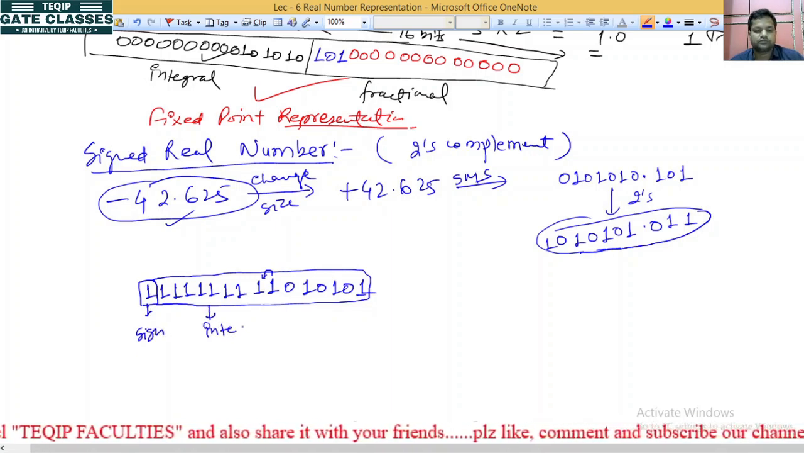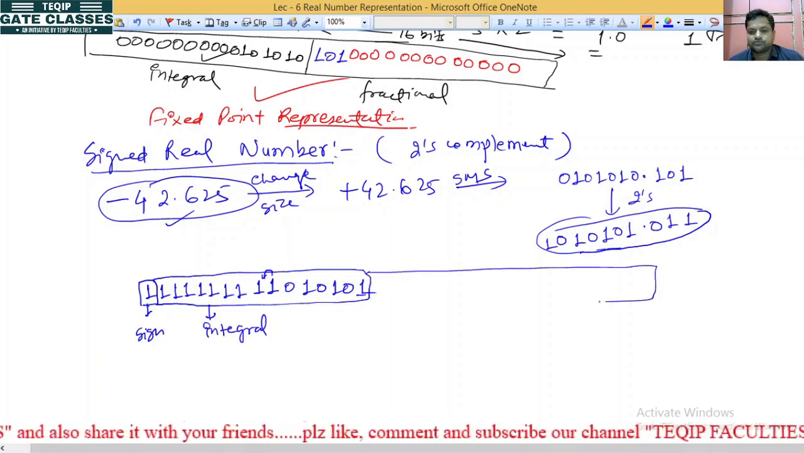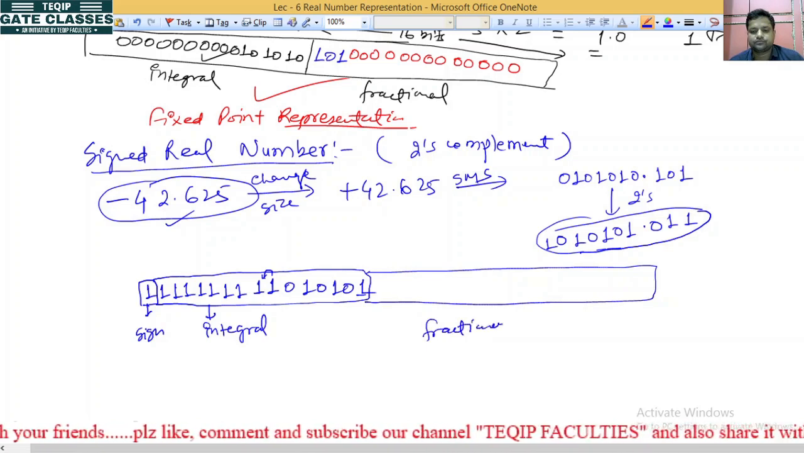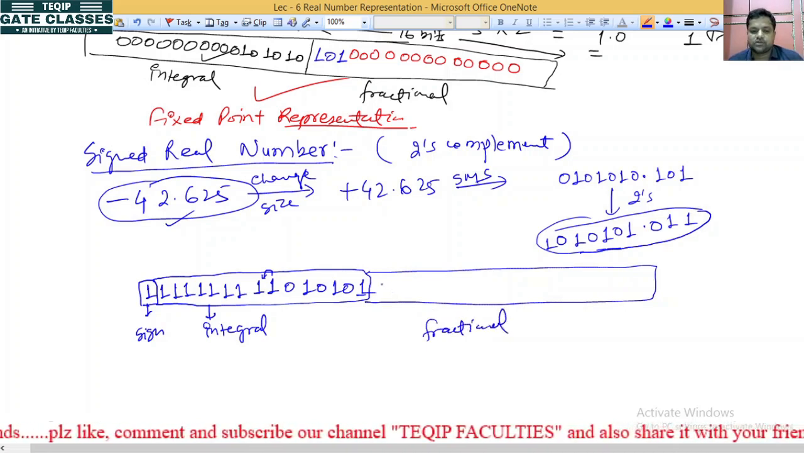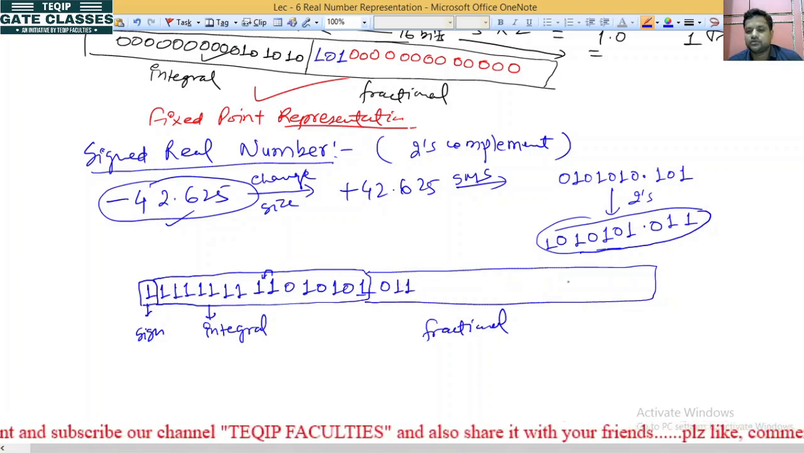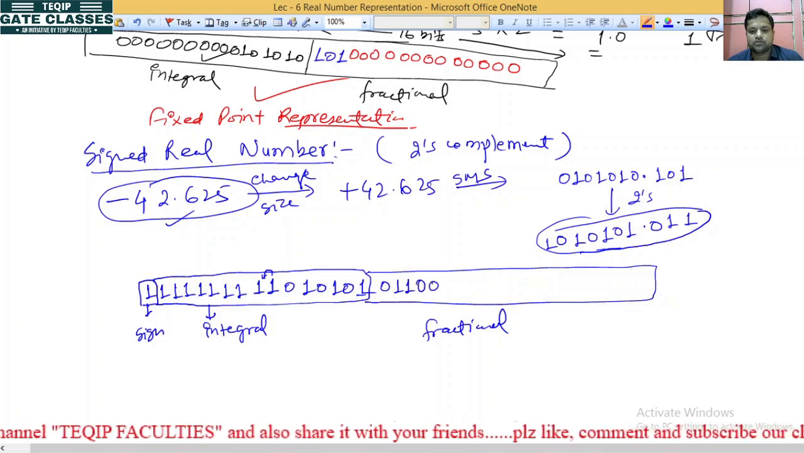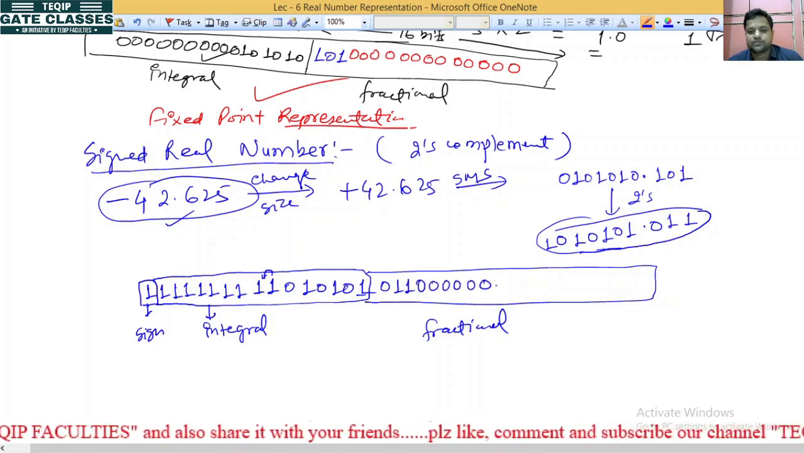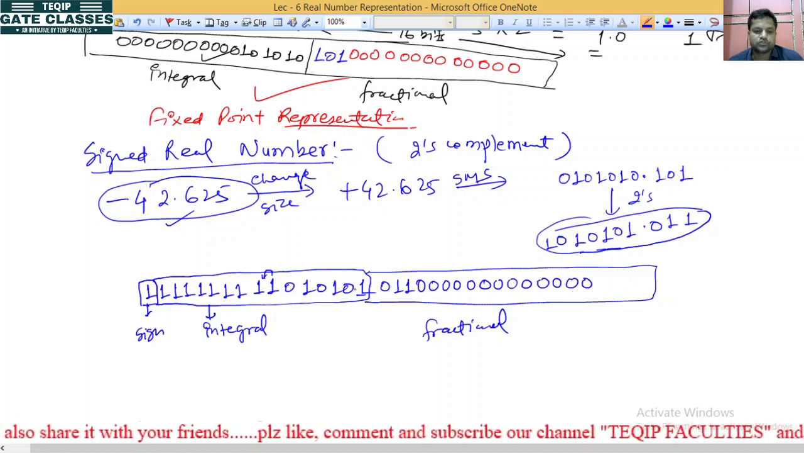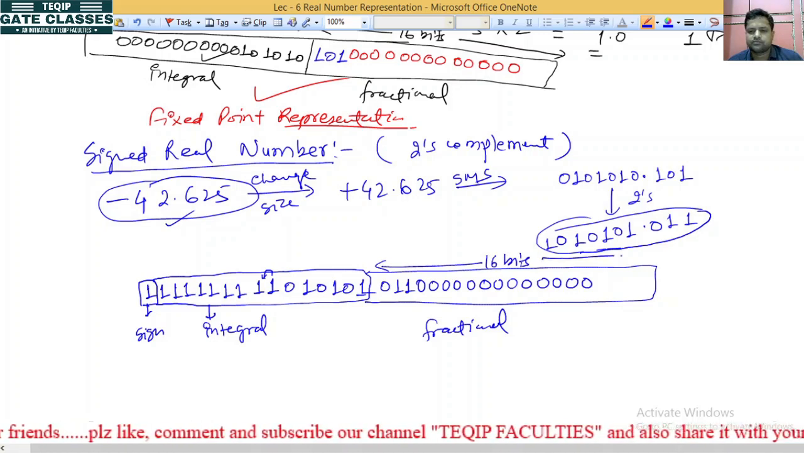Okay, so this is for sign. For integral, the rest will be for fraction. So the fractional part will be 0 1 1, the rest bits will be 0 0 0. How many times? 13 times. 1 2 3 4 5 6 7 8 9 10 11 12 13. Total it is of 16 bits.